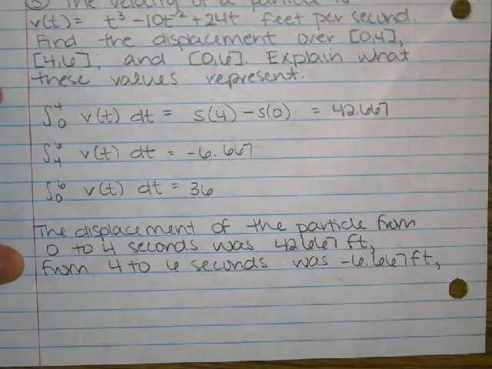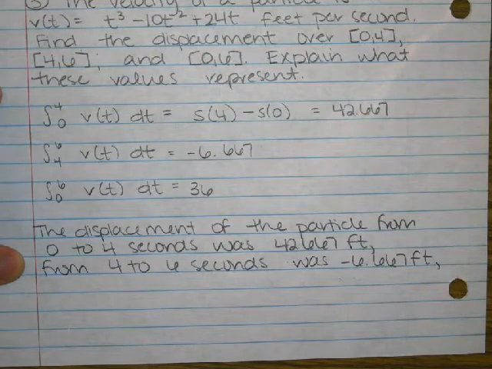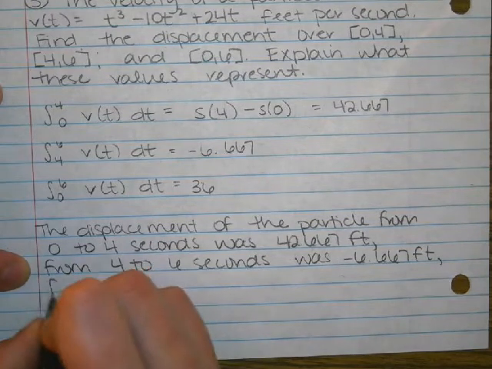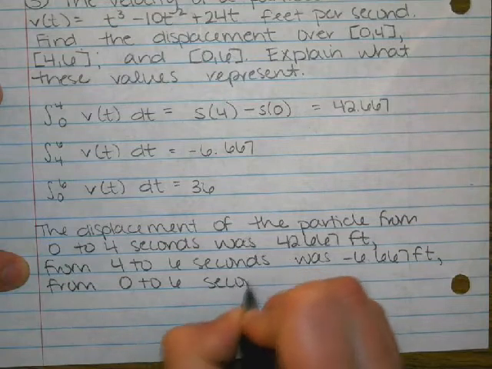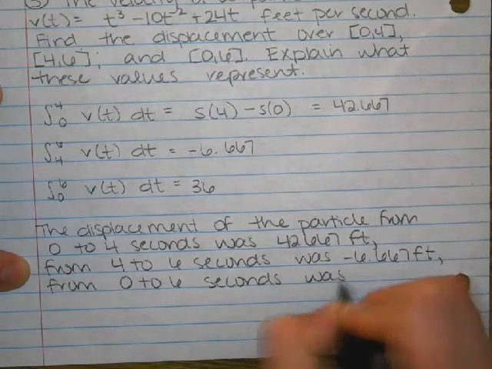So if it was going up and down, that would be down. If it was going left and right, that would be left. And then from 0 to 6 seconds was 36 feet.